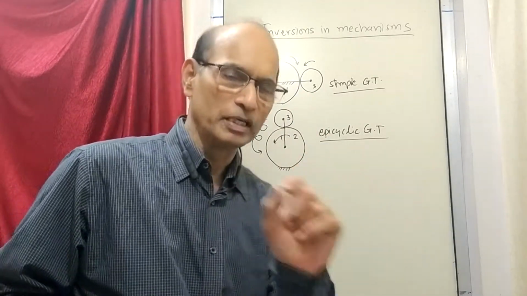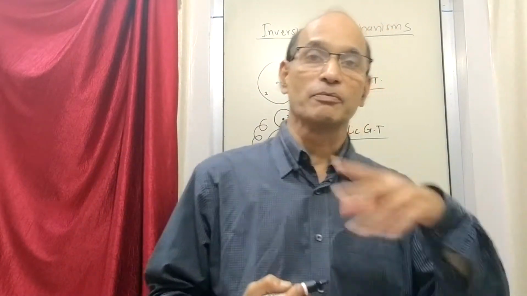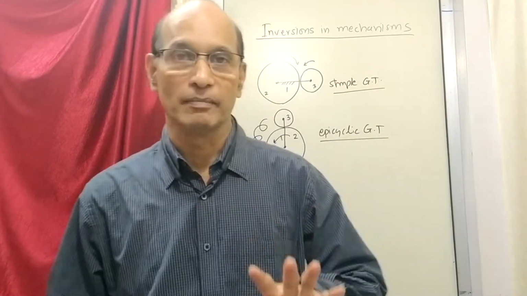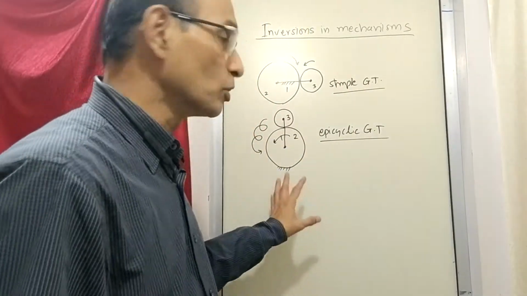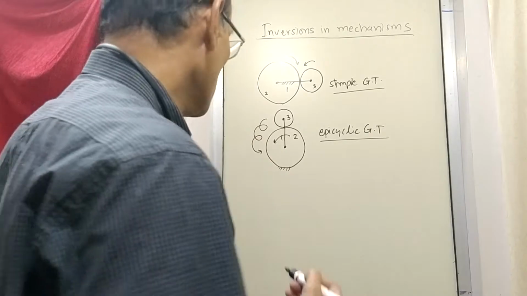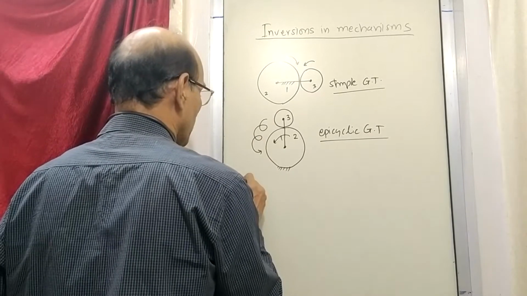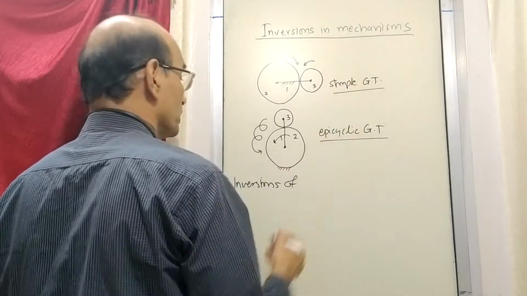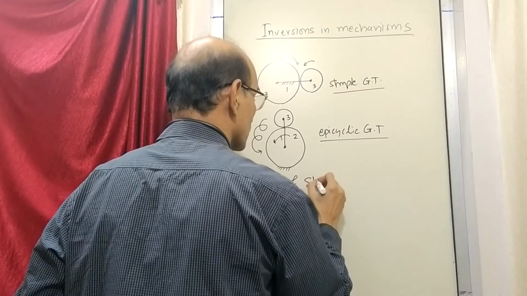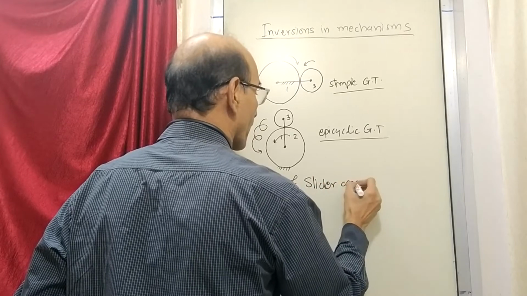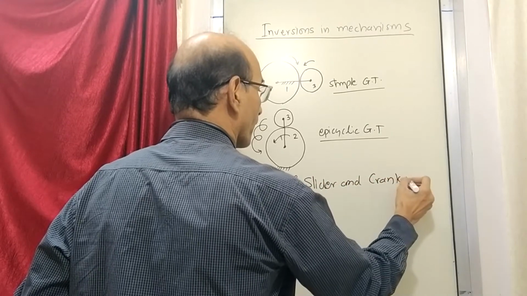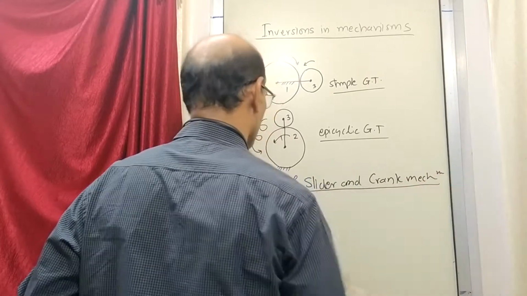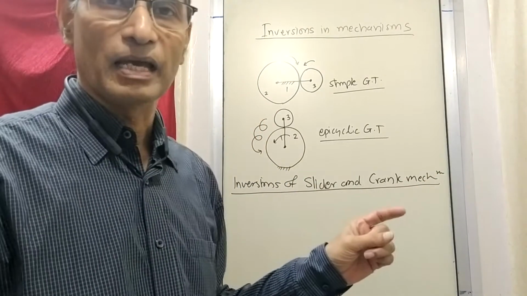Okay. So what we have written just now as a definition is, inversions are different mechanisms which you get by fixing different links of a same kinematic chain. Now we are going to learn the inversions of the 4-bar mechanism, which we have written here. Inversions of the slider and crank mechanism we will see.